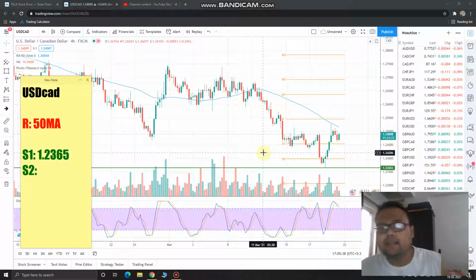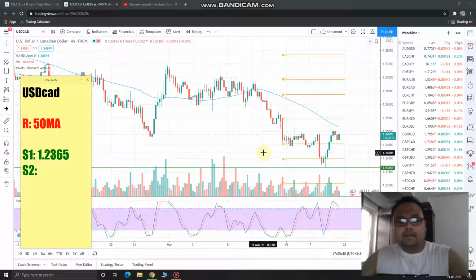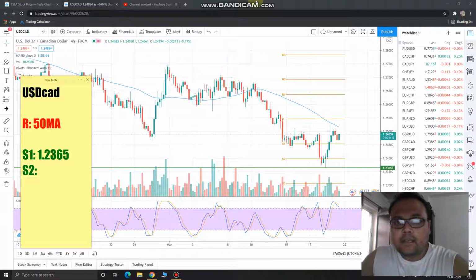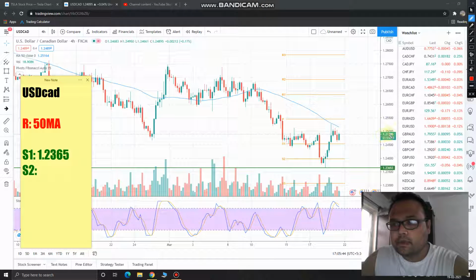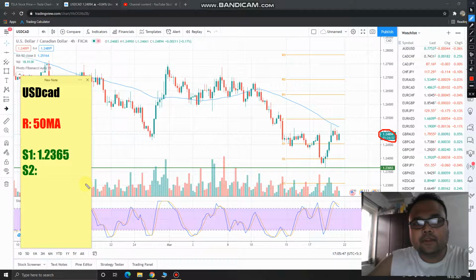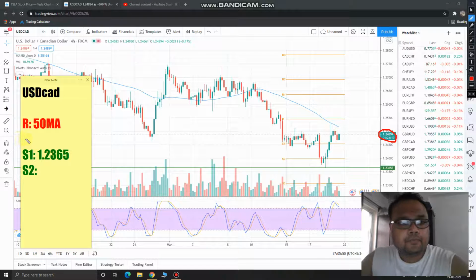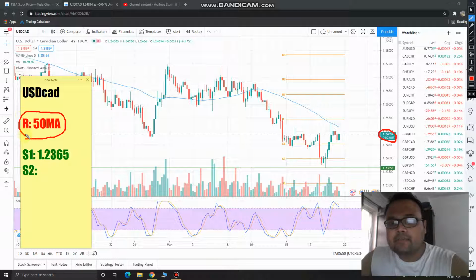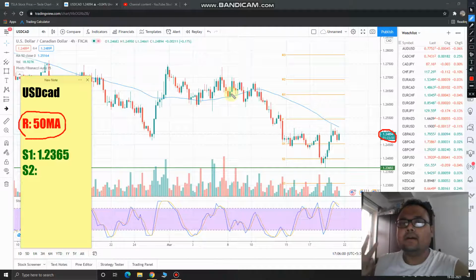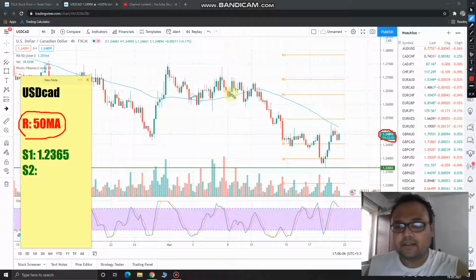So we can see that right now the current market price is 1.2489. Let me take out the pencil. Okay, so this is the current market price, and you can see that here I have mentioned resistance as 50 moving average. So this is the 50 moving average, and this is acting as a resistance for the market. I won't say that the market is strictly respecting the 50 moving average as a resistance, but more or less it is acting as a resistance for the market.